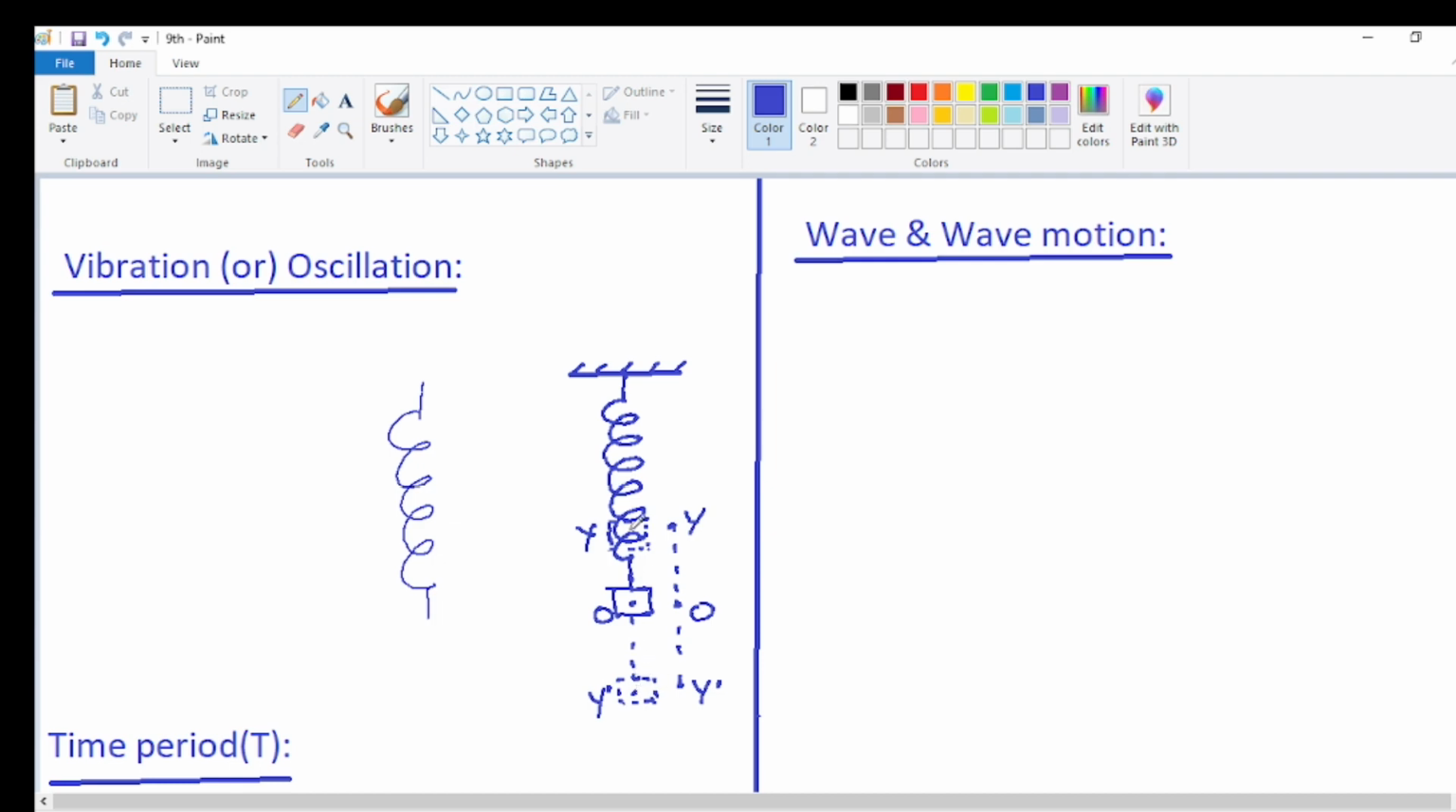Once you leave it, because the spring has been extended, due to its elastic nature it tries to go back to its original length. In the process, the spring pulls the load upwards. By the time it reaches the initial position, it will pick up a large velocity because of the upward elastic force applied by the spring.